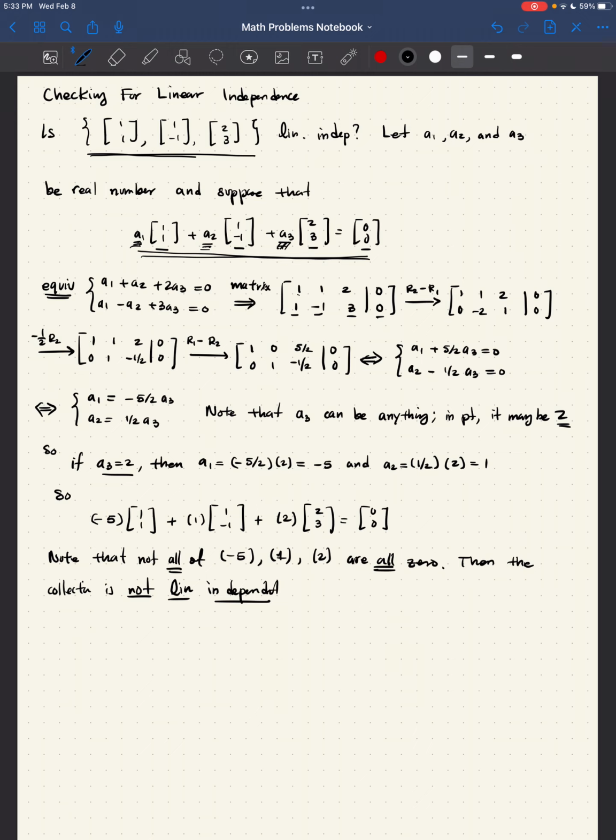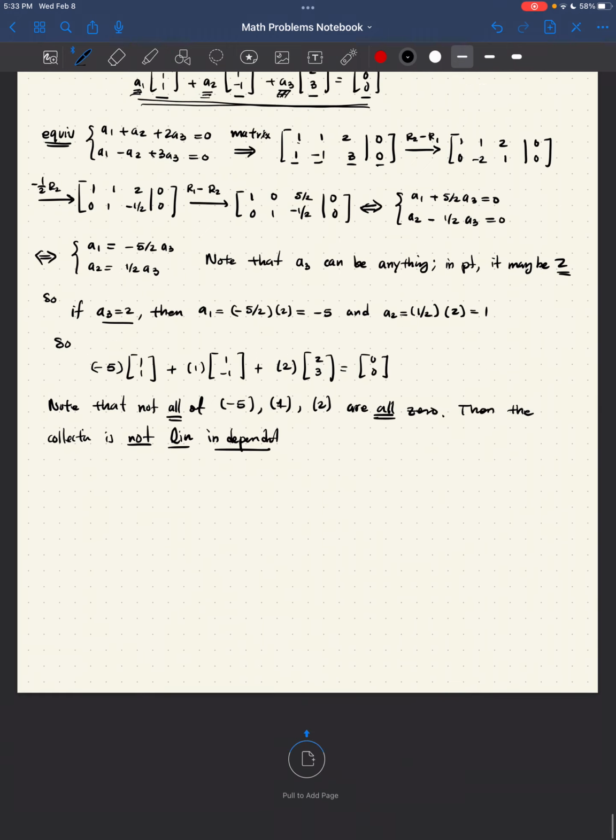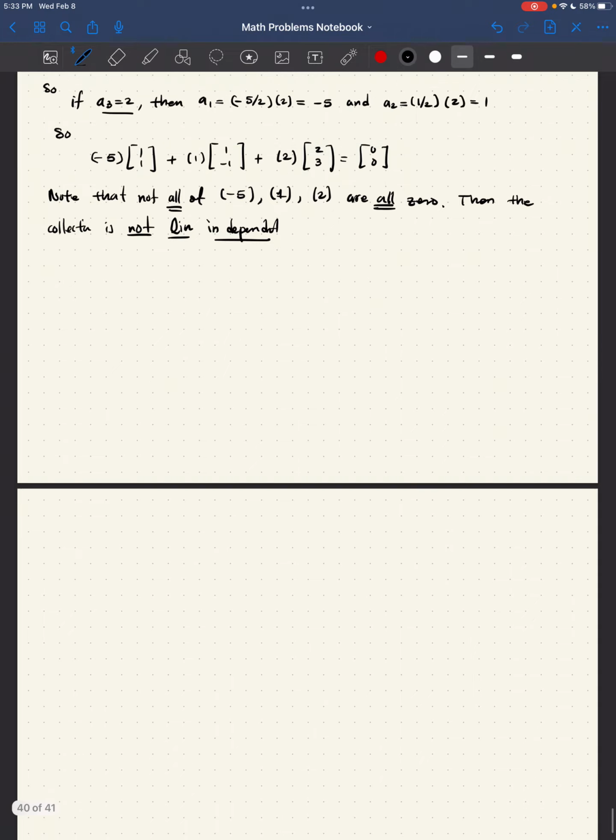So that's how we can develop a method. Let's try with another set, so it becomes a complete demonstration. Is the set containing the vectors (1, 1, 0), (1, -1, 0), (0, 0, 2) a linearly independent set of R3? So that's the second question.